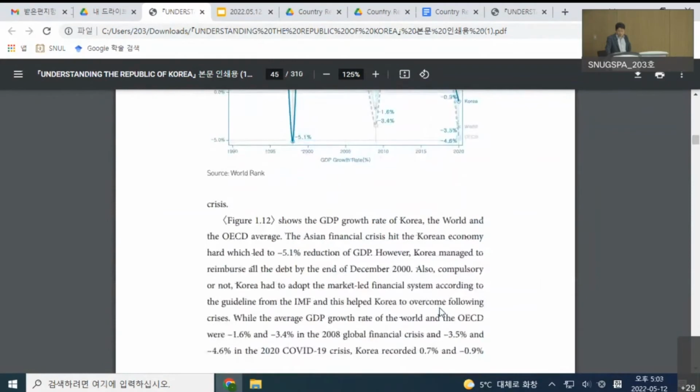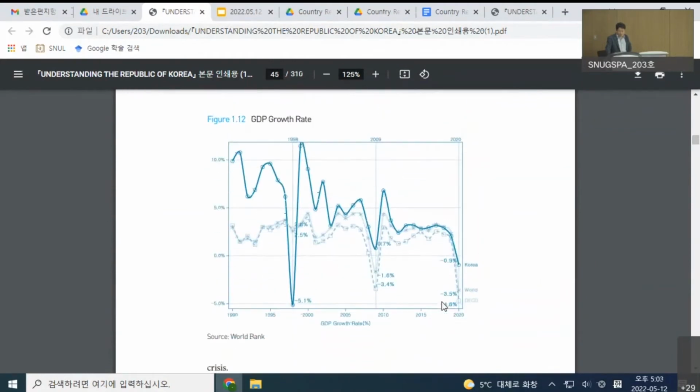Okay, let's move on to the economic growth rate. Overall, compared to the world or the OECD, from 1990 to 2020, Korea always showed a higher economic growth rate compared to the OECD countries or the average world level.